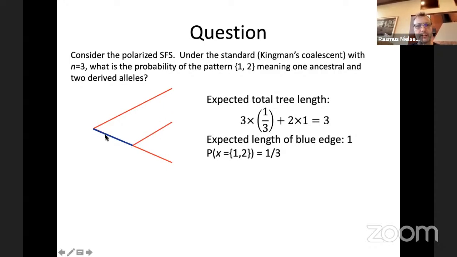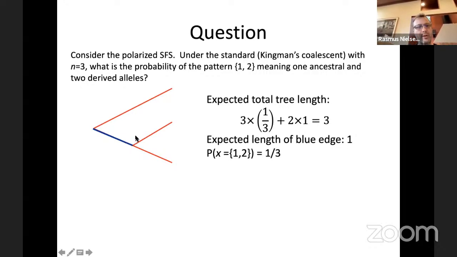And this is the lineage that the mutation has to happen on if we get 1 ancestral and 2 derived. That's what I write. I think I verbally said the opposite, with one derived or 2 ancestral. I can't remember, but this is to get 1 ancestral and 2 derived. We have to have the mutation on this lineage.